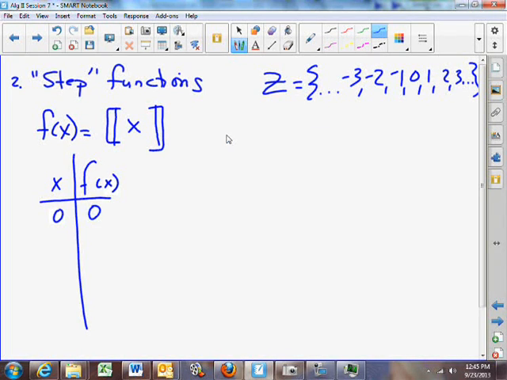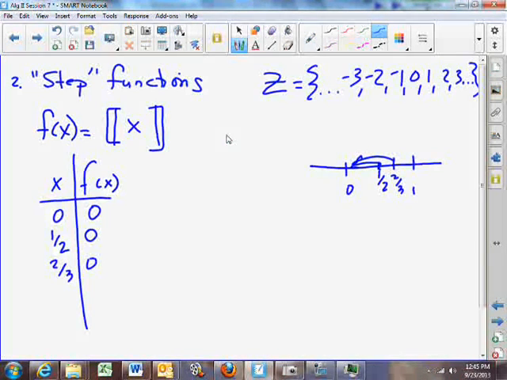Thank you. Now, if we try a number like 1/2, the question is, what's the greatest integer that's less than or equal to 1/2? Well, if we take a look at the number line, here's 0, here's 1. 1/2 would be here. Now, the greatest integer that would be less than or equal to 1/2 would still be 0. If we try 2/3, the greatest integer that's less than or equal to 2/3 is still going to be 0. The greatest integer less than or equal to 9/10 is still 0.